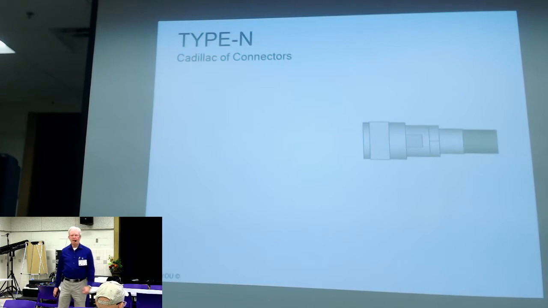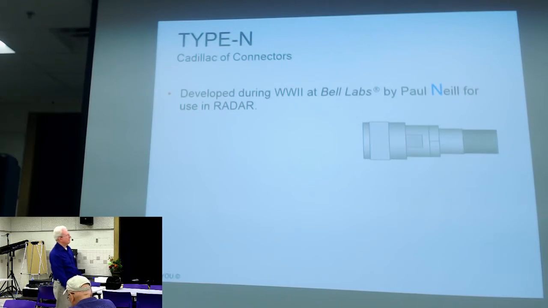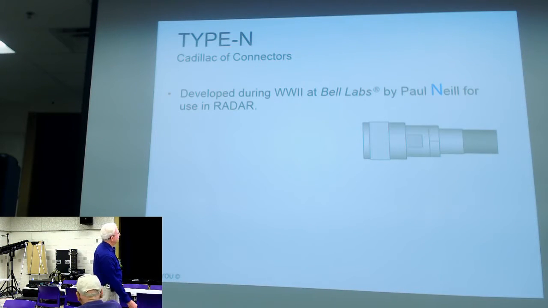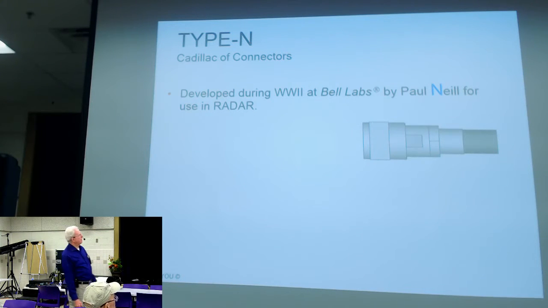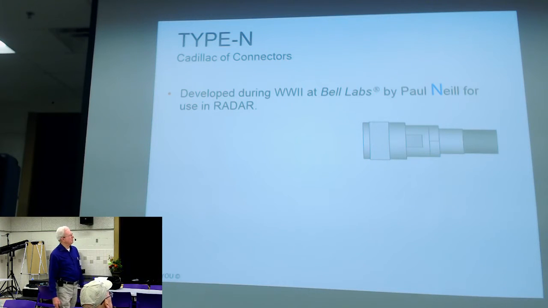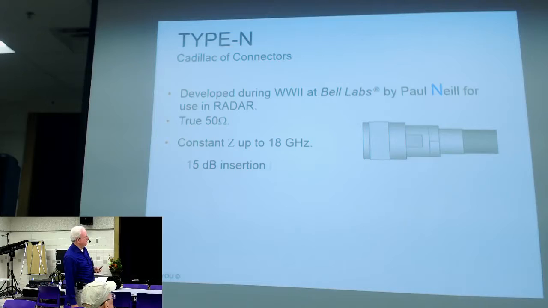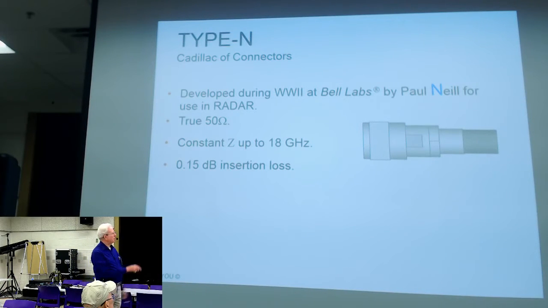All right, the Type N. Here's the greatest connector ever made, right here. Greatest connector ever made. Paul Neill, 1943, working at Bell Labs, invents a connector for radar because we were starting to get beyond 200 megahertz. He comes up with his own connector. It's a wonderful connector. It's a double shielded connector. True 50 ohms, good up to 18 gigs. Insertion loss, it's not even there.